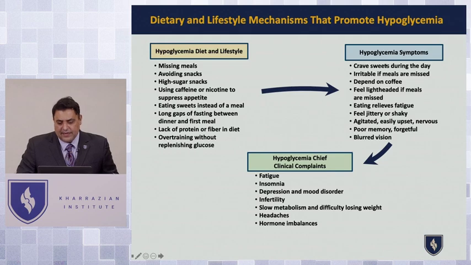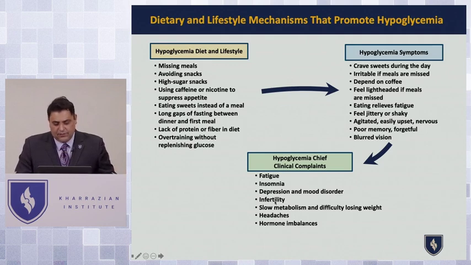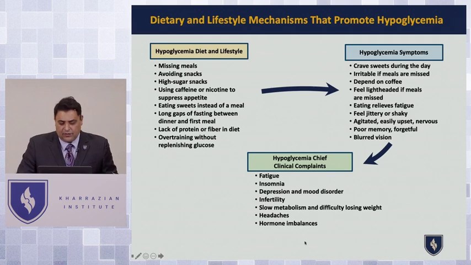Then they get shaky, lightheaded, irritable, with blurred vision, and can't function with blood sugar levels low. Then they eat and they feel better. And one of the things that they'll come in with, besides any of these other symptoms, is infertility. So fatigue, insomnia, mood disorders, those are all signs of blood sugar issues.